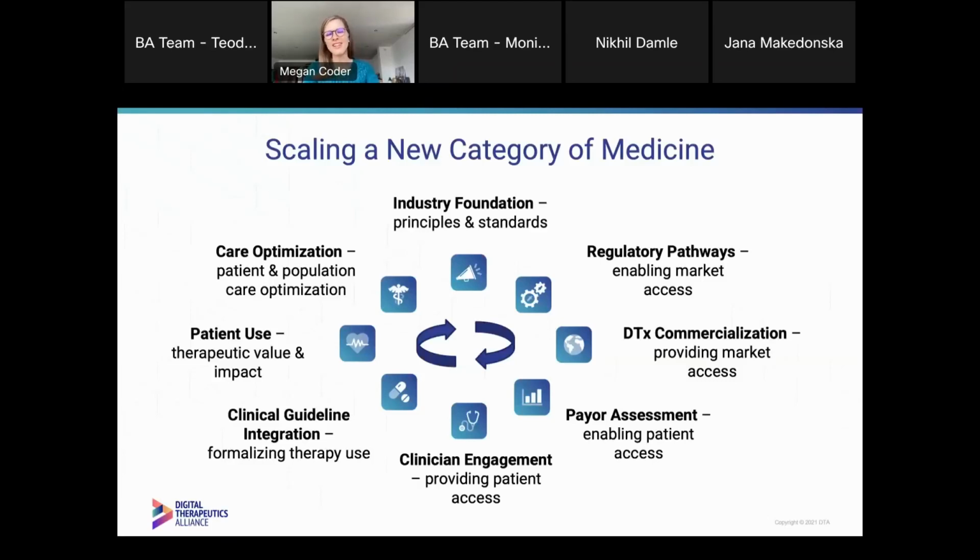There are likely others to mention on the slide. I know there are many, but this at least gives you some indication as to how we've been thinking about this new category of medicine. Albeit 10 years old, a lot still to be developed.